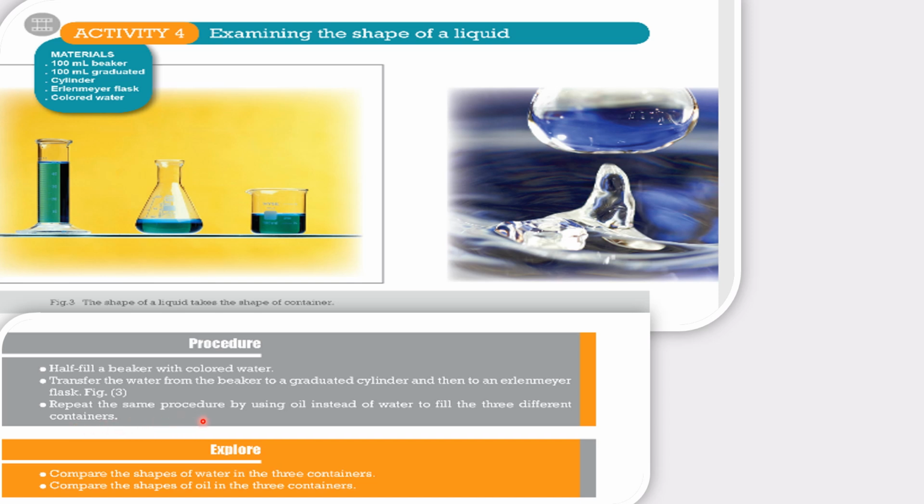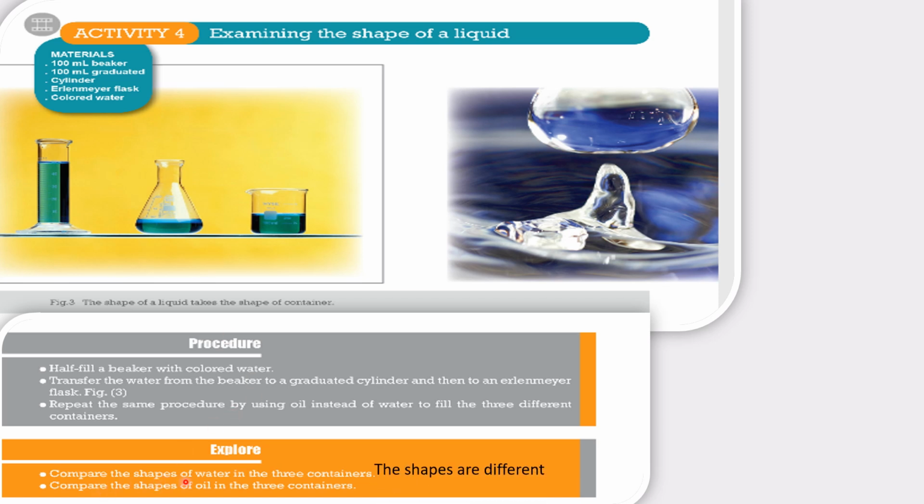Repeat the same procedure by using oil instead of water to fill the 3 different containers. We put oil in the beaker, transfer oil from the beaker to the graduated cylinder. What will happen to the shape of the oil? The shape of the oil will take the shape of the new container, which is the graduated cylinder.